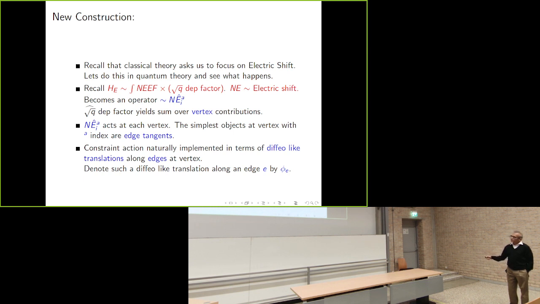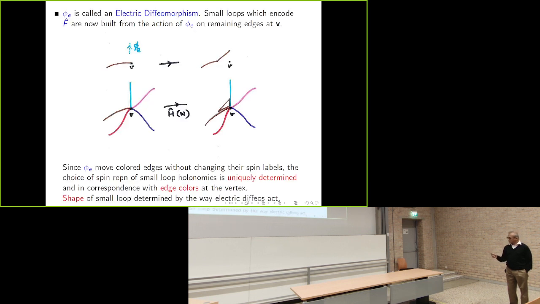Supposing I fix a particular edge and call the diffeo-like translation along that edge by phi e, then this is roughly what happens pictorially. So phi is what we call an electric diffeomorphism because it came from the electric shift, and it turns out that the small loops which encode the curvature operator are now built from the action of this phi e on the remaining edges at the vertex. So let's fix the blue edge over here. We have this vertex. Let me fix this blue edge to be this edge E, and let's look at one of the remaining edges, say the brown edge.